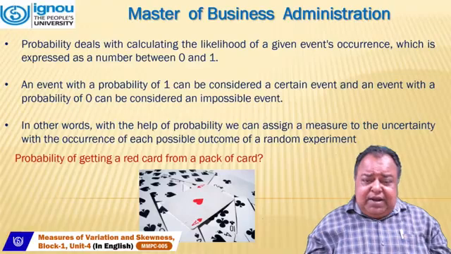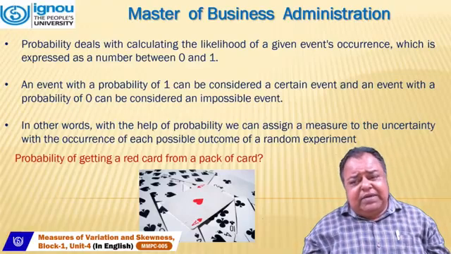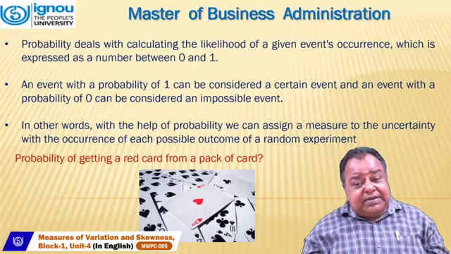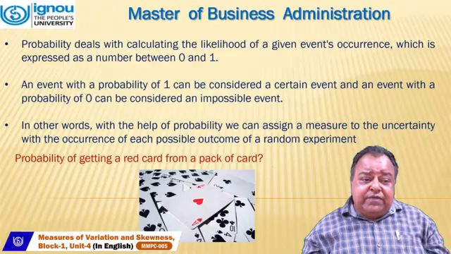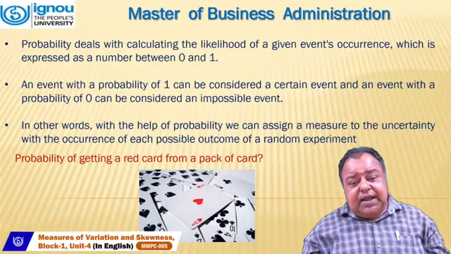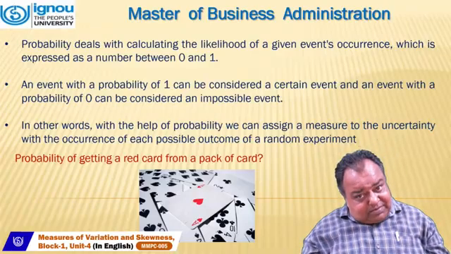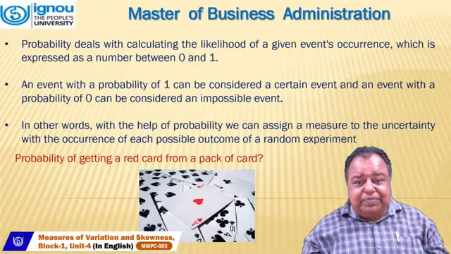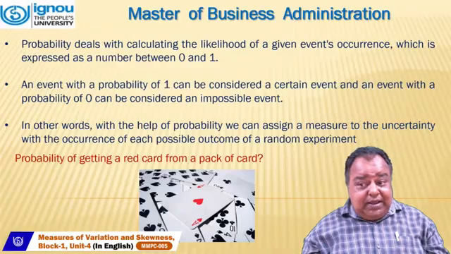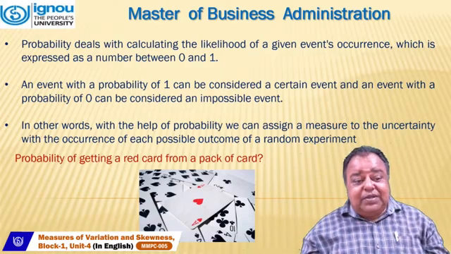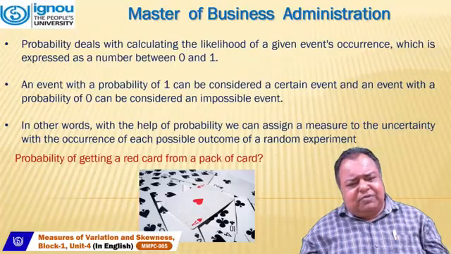Probability deals with calculating the likelihood of a given event's occurrence, which is expressed as a number between 0 and 1. An event with probability of 1 can be considered as a certain event, and an event with a probability of 0 can be considered as an impossible event. Now, tomorrow the sun will come. Everybody knows it will come. But tomorrow it may rain. And the sun coming from the west is impossible. These are some of the cases we talk about in terms of probability.